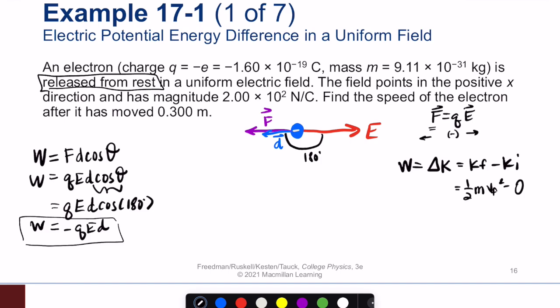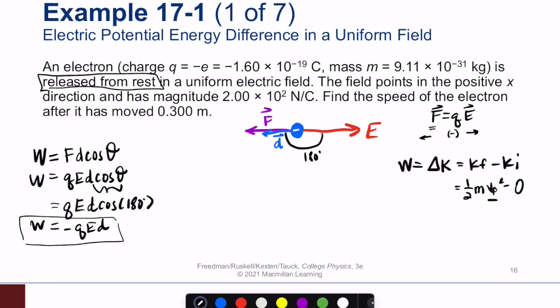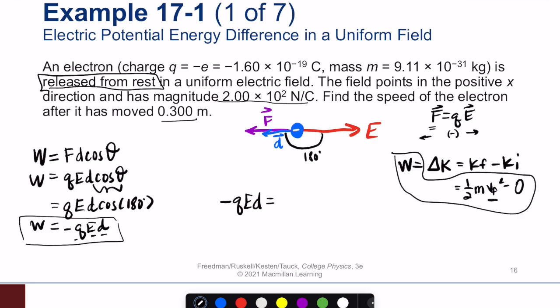And now we have a relationship between velocity and electric field and charge and displacement, which are all the knowns that were given in the problem. So we're going to equate this definition of work and this definition of work together to solve for vf. We have negative qEd equals 1/2 mvf squared.